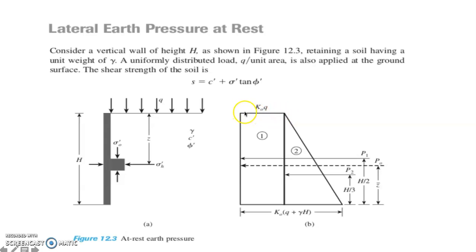sigma H. So that would be q, meaning to say that at Z equal to 0, because this is the level surface, of course your gamma times Z would be 0, but then there is the presence of surcharge, so that would be plus q. So that is our vertical stress.